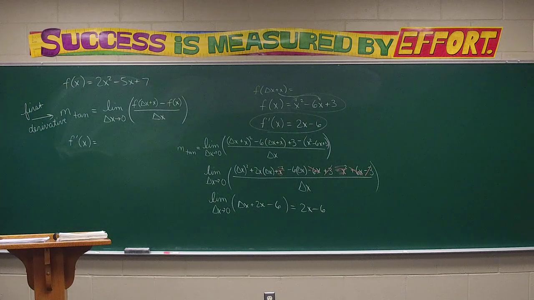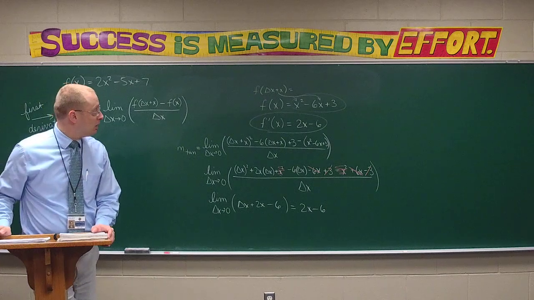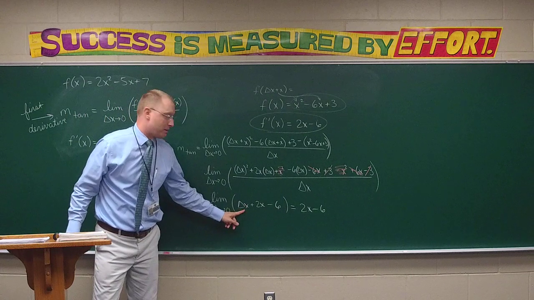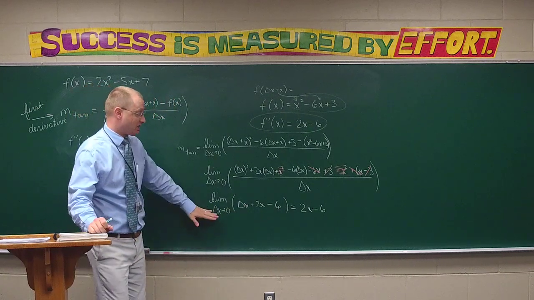Did you get that last night by any chance? Kind of. I still had delta x plus 2x minus 6. Okay, so you didn't actually evaluate the limit as delta x equals 0. Right, I did other evaluation, but I didn't do that. Gotcha, but does that make sense?